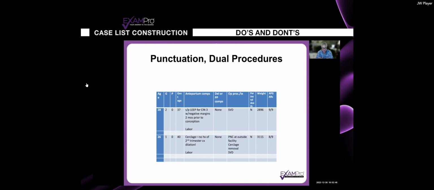It says cerclage, and then it says no history of second trimester cervical dilatation. So she's a nulliparous patient. So why did she have a cerclage placed? Now, if we look at this, it says prenatal care at outside facility. Ooh, thank goodness we didn't put the cerclage in. And also, why wasn't it removed before 40 weeks? Again, she had prenatal care at an outside facility. So it's drawing attention to it, but your defense really is the prenatal care at the outside facility.